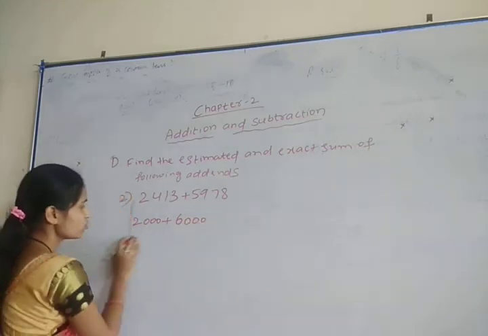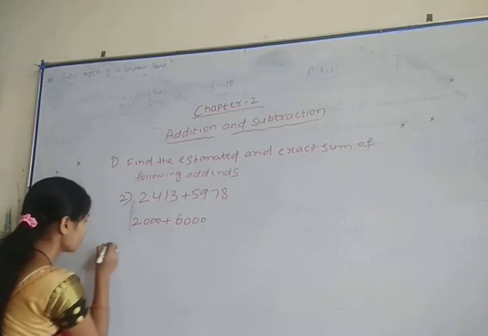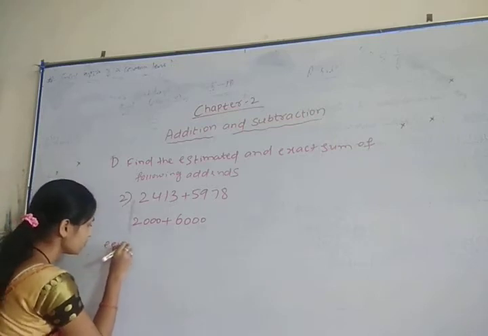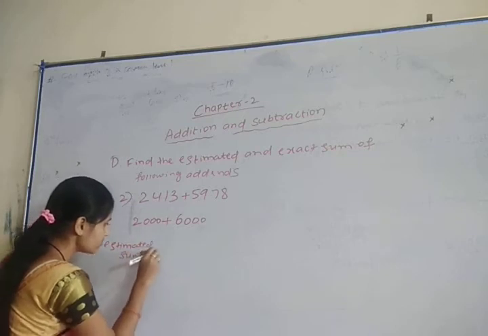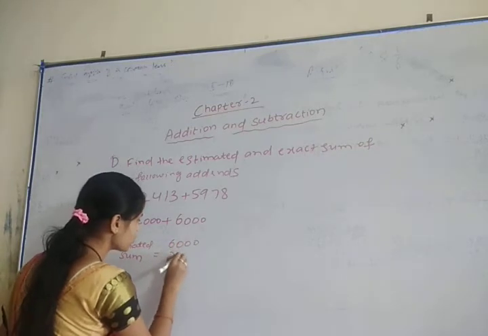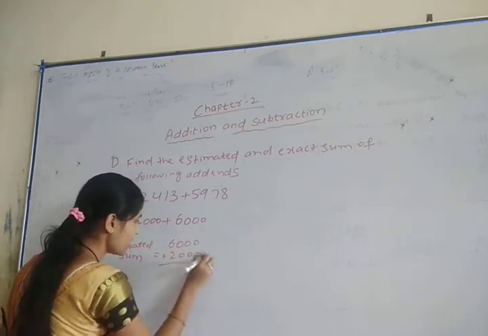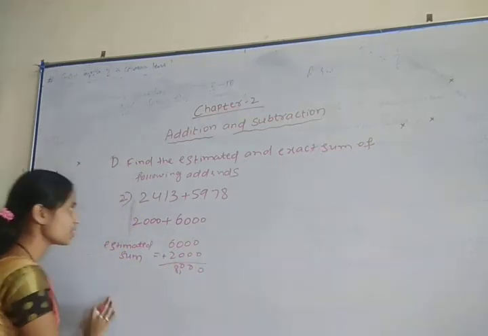Now add these two numbers so that you will get the estimated sum. Here 6000 plus 2000, if we add, we will get 6 plus 2 is 8000, which is the estimated sum.